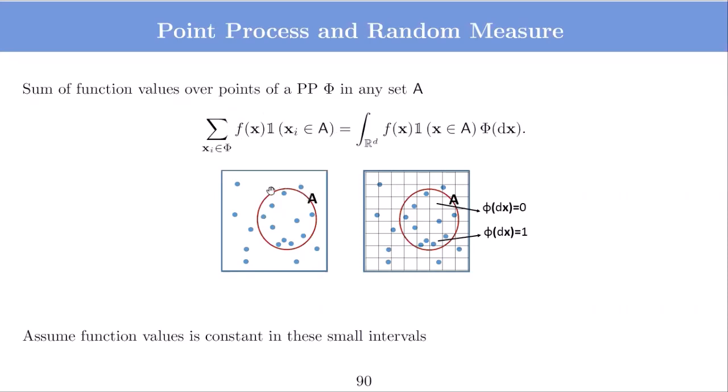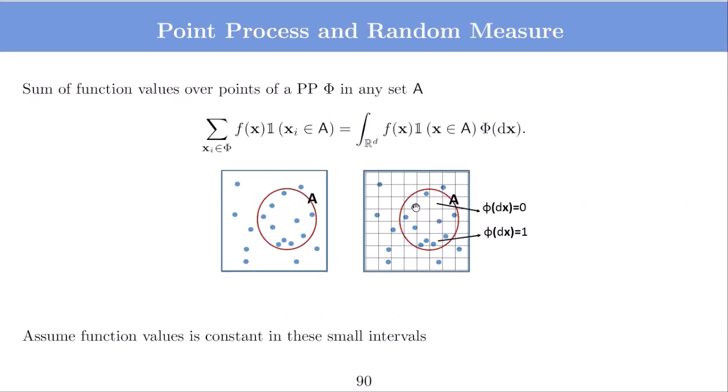So this means I go to only this set A, take all those points, compute their function values, and add them. Instead of that, I can also divide the complete space into small sets. For every interval, I find out how many points there are. That will give me phi(dx). And because this is a small set, the function value at any of the points in this set should be the same and equal to f(x).